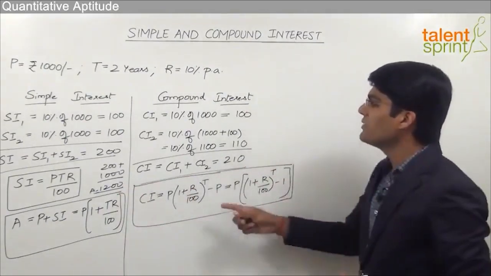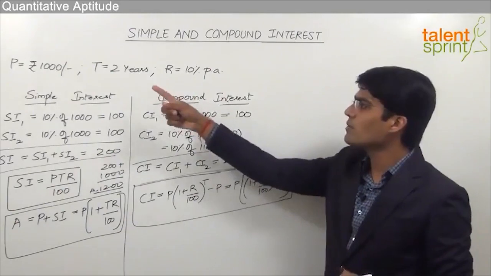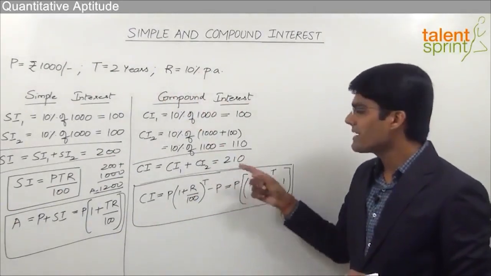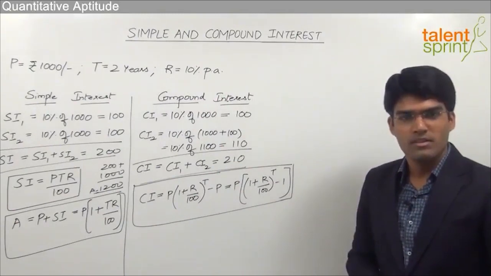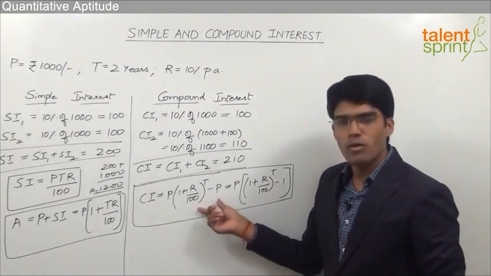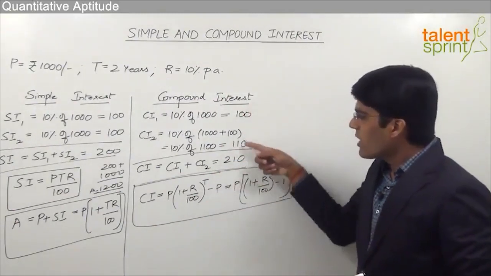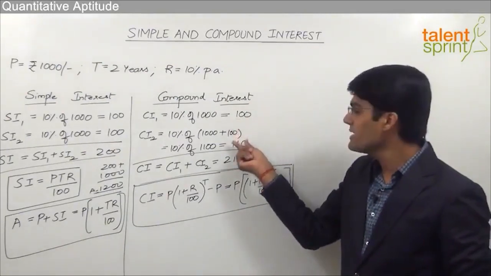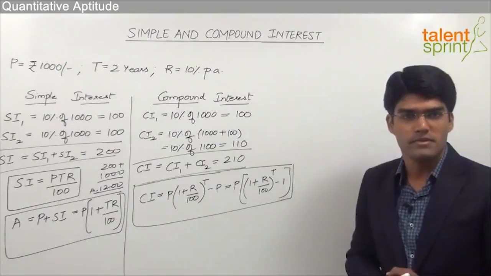So if we substitute the values of P, T and R, that is 1000 rupees, 2 years and 10% per annum in these formulae, we get the answer as 210 rupees. So from an examination point of view, we'll use the formula, but this is what happens behind the formula. The individual calculation is first year 100 rupees and second year 110 rupees.